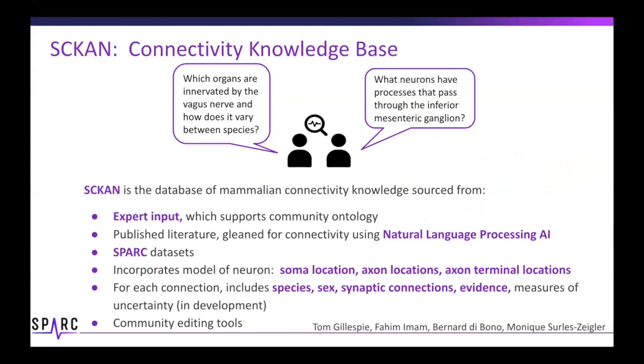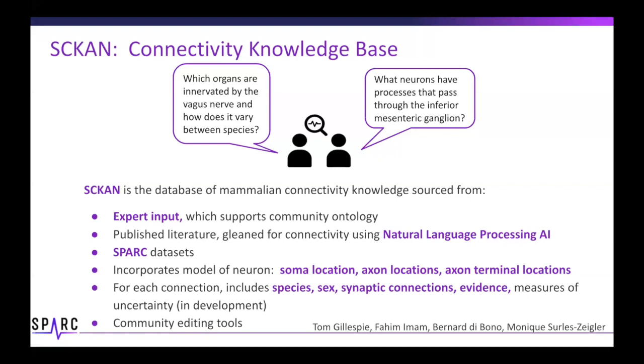They are, in fact, derived automatically by Peter and his team from something called SCKAN, which is the SPARC Connectivity Knowledge Base. So this is a detailed knowledge base containing that type of connectivity that you saw, and it has been constructed by consultation with experts who provide their views of how circuits of different organs are put together. From the published literature, we have an AI-based NLP tool which scans the literature for connectivity information, and we curate that and we put that into the knowledge base.